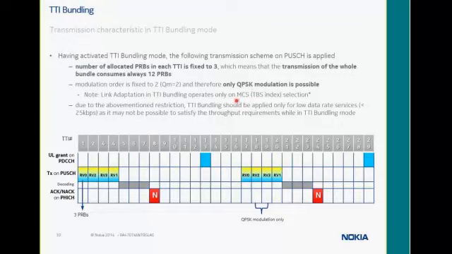It just means fewer and fewer parity bits would be used in the transmission. So a whole transmission bundle, so that's 0, 2, 3, and 1, would consume a total of 12 PRBs. 3 here, 3 here, 3 here, and 3 here. Always set to 3. And the modulation will always be QPSK in our implementation with TTI bundling.